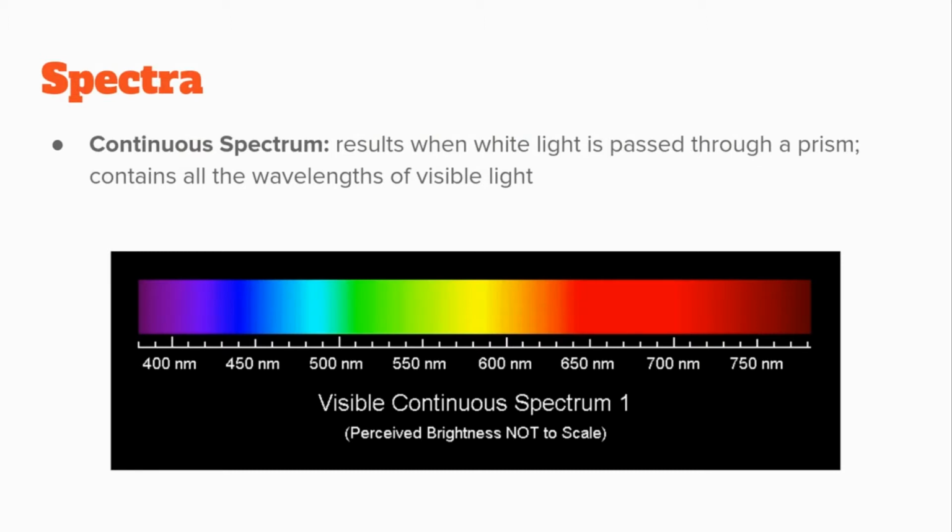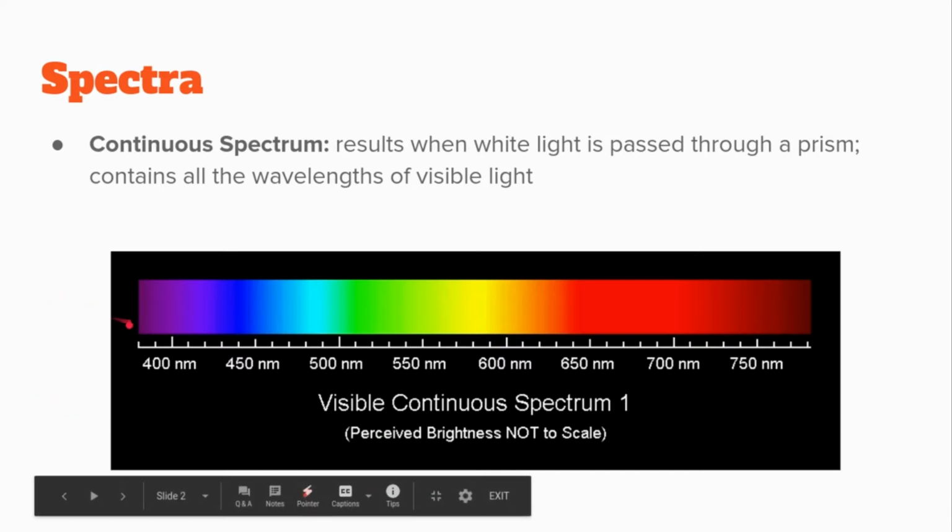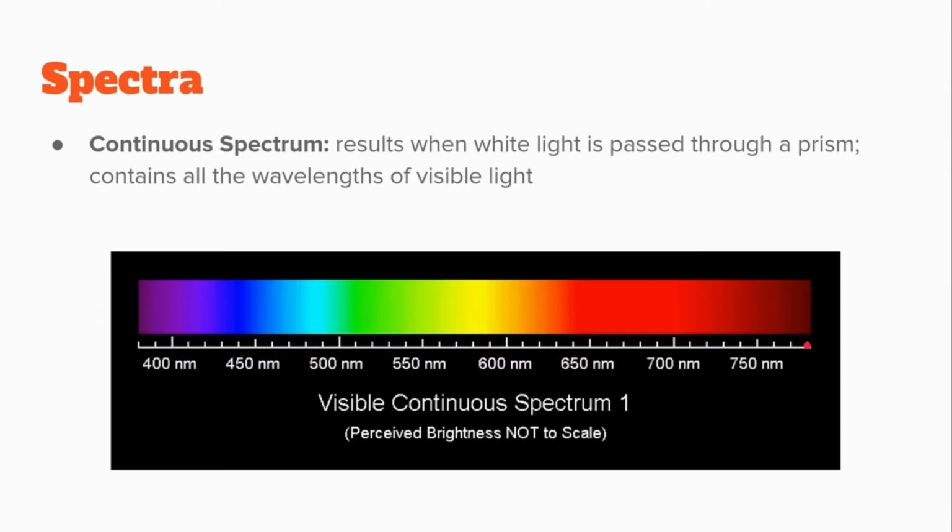So, if you recall from last year, we talked a bit about spectra. With a continuous spectrum, this is like what we see when we look at pure white light. We see this complete rainbow. It contains all of the wavelengths of visible light, so all the light that we can see with the human eye. And you can see this visible spectrum here goes from about 400 nanometers to about 750 nanometers, and it's the colors of the rainbow.